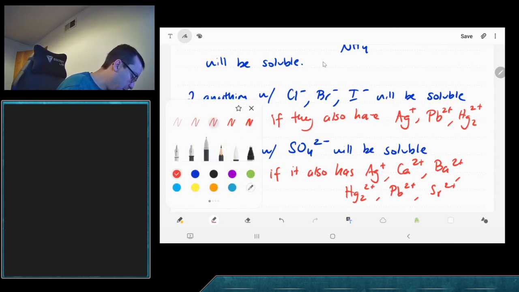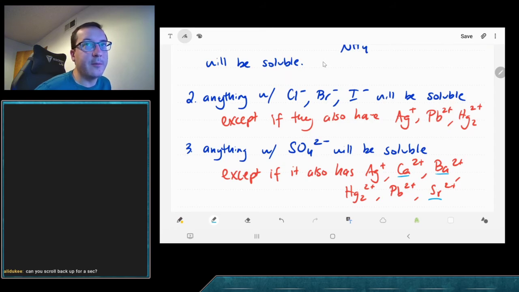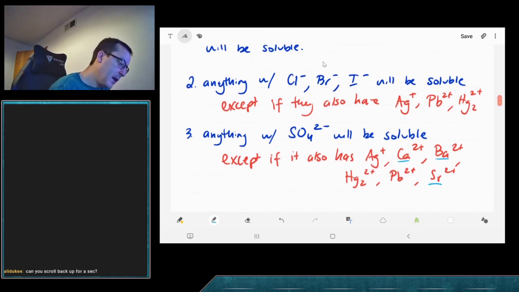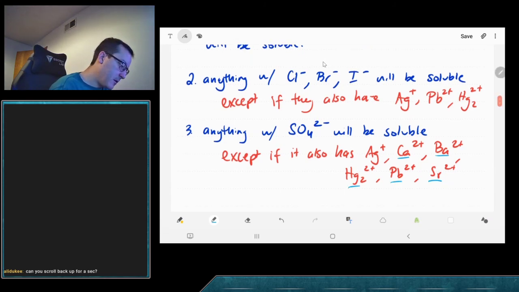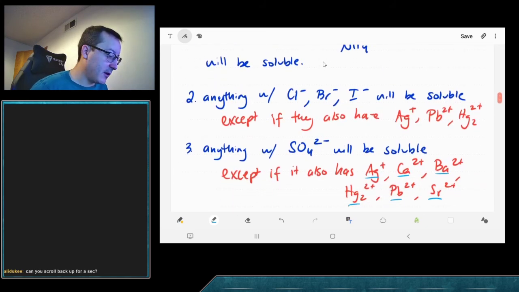Notice that 3 of these are just your group 2 ions, your alkaline earth metals, with the exception of magnesium. Magnesium's okay, but the rest of them are not going to be soluble with sulfate. And these 3, the silver, mercury, and lead, are the same from the above one. So we're going to expect that the silver, lead, and mercury tend to make things a little bit troublesome.